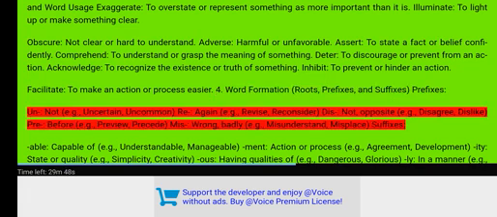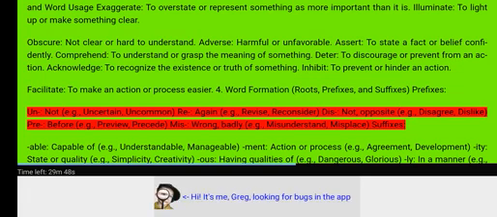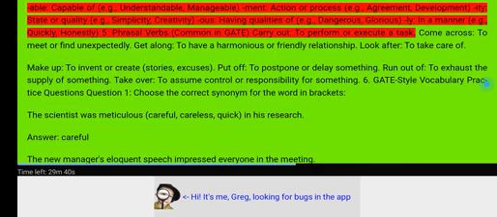Not, e.g., uncertain, uncommon. Re, again, e.g., revise, reconsider. Dis, not, opposite, e.g., disagree, dislike. Pre, before, e.g., preview, prepared. Mis, wrong, badly, e.g., misunderstand, misplaced. Suffixes: able, capable of, e.g., understandable, manageable. Ment, action or process, e.g., agreement, development. Ity, state or quality, e.g., simplicity, creativity. Ous, having qualities of, e.g., dangerous. Ly, in a manner, e.g., gloriously, quickly, honestly.